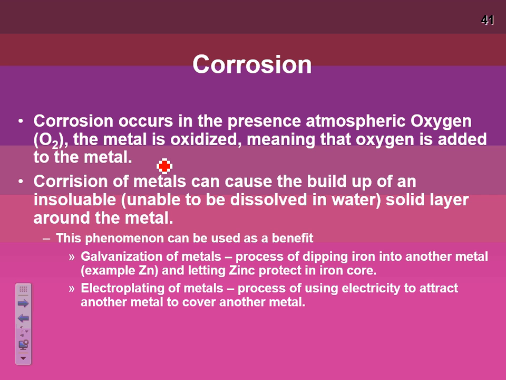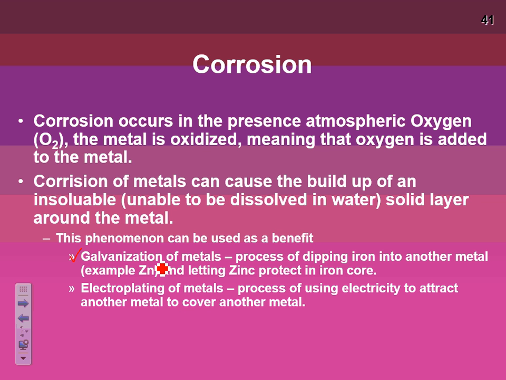Sometimes corrosion of metals can cause the buildup of an insoluble, or what we also call unable to be dissolved in water, solid layer around the metal. So you're talking about a metal that would eventually become oxidized, and then it won't be dissolved in water. So that's kind of a neat deal, because we can use that in two different things. One is galvanization. For those construction workers here, if you've ever heard of a galvanized nail, that's this process. It's a process of corrosion.